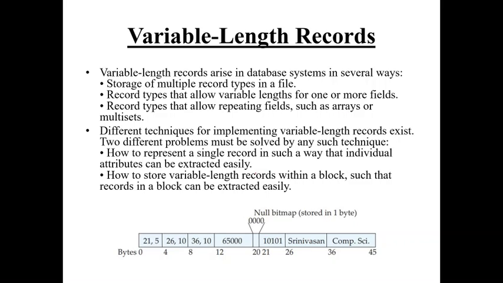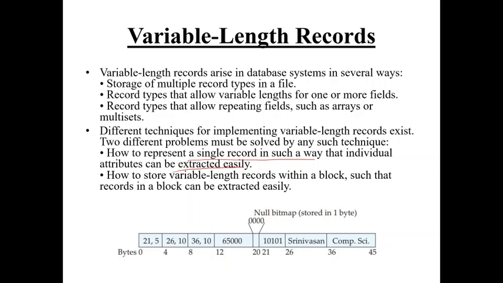So what is the problem in the variable length structure? How do we represent a single record in such a way that individual attributes can be extracted easily? If the length is not fixed in the variable mode, we need to know at which point a particular attribute value has started.